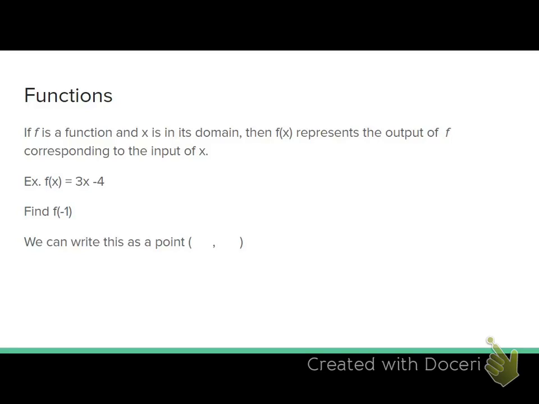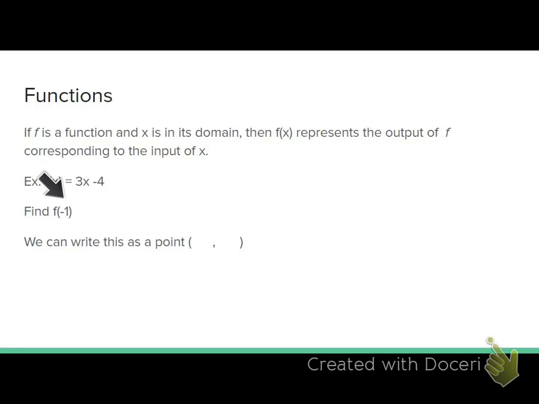In that box down at the bottom, we talk more about functions. If f is a function and x is in its domain, then f of x represents the output of f corresponding to the input of x. Now, that's all very wordy. Our example is f of x, the function of x, equals 3x minus 4. We are asked to find f of negative 1. So what does this mean they want us to do?